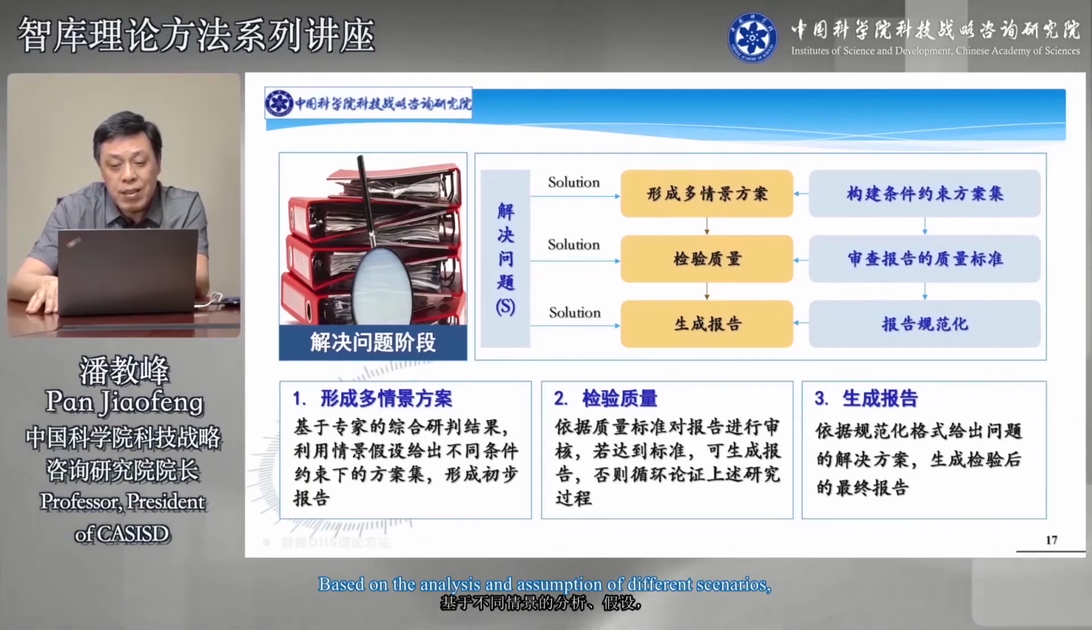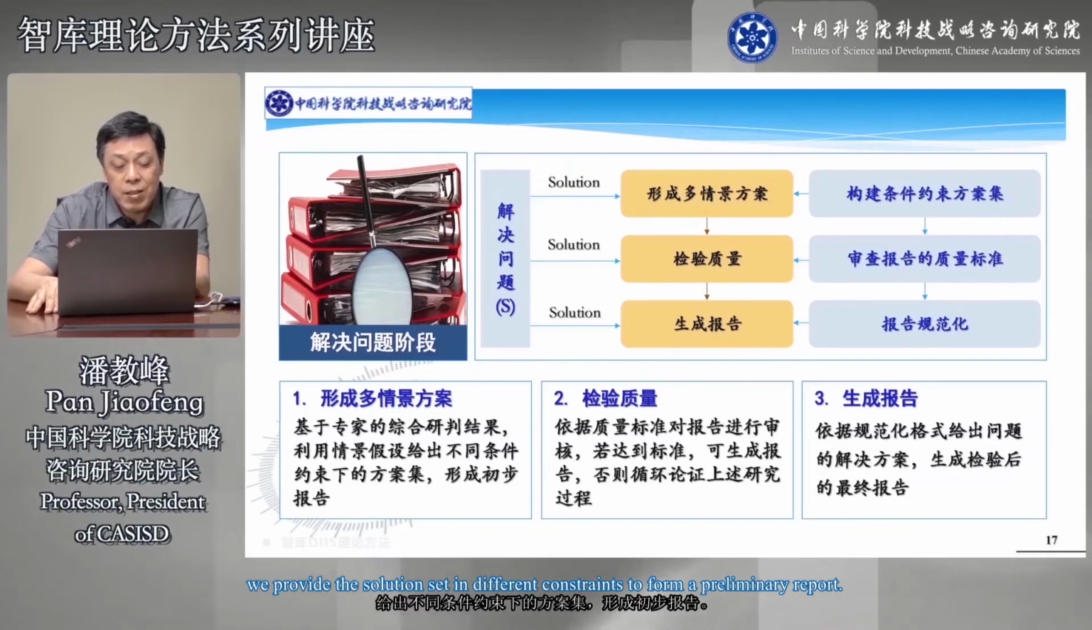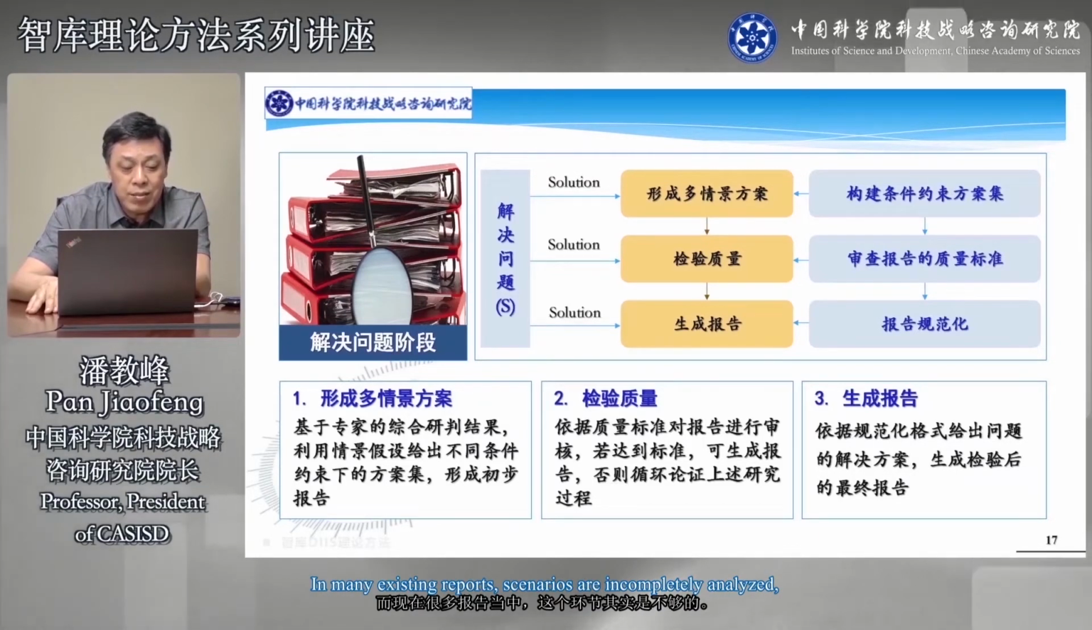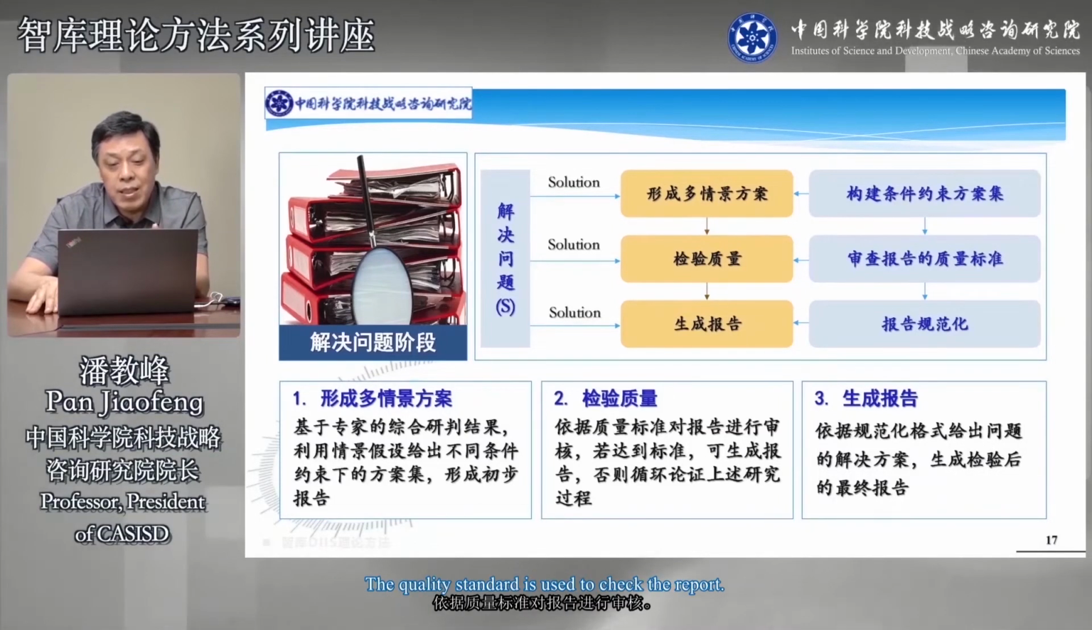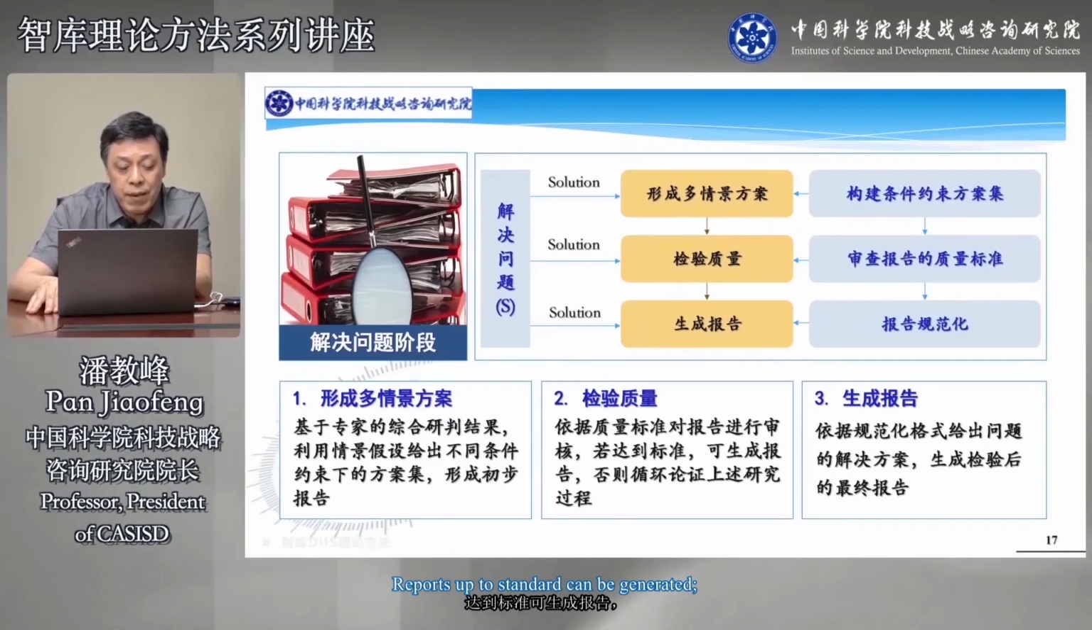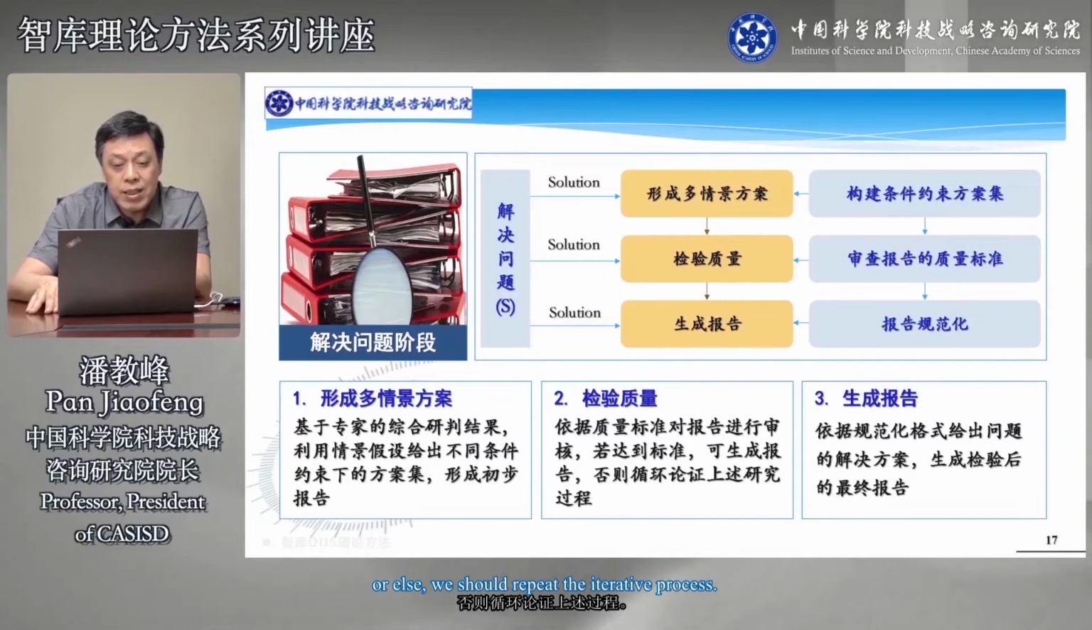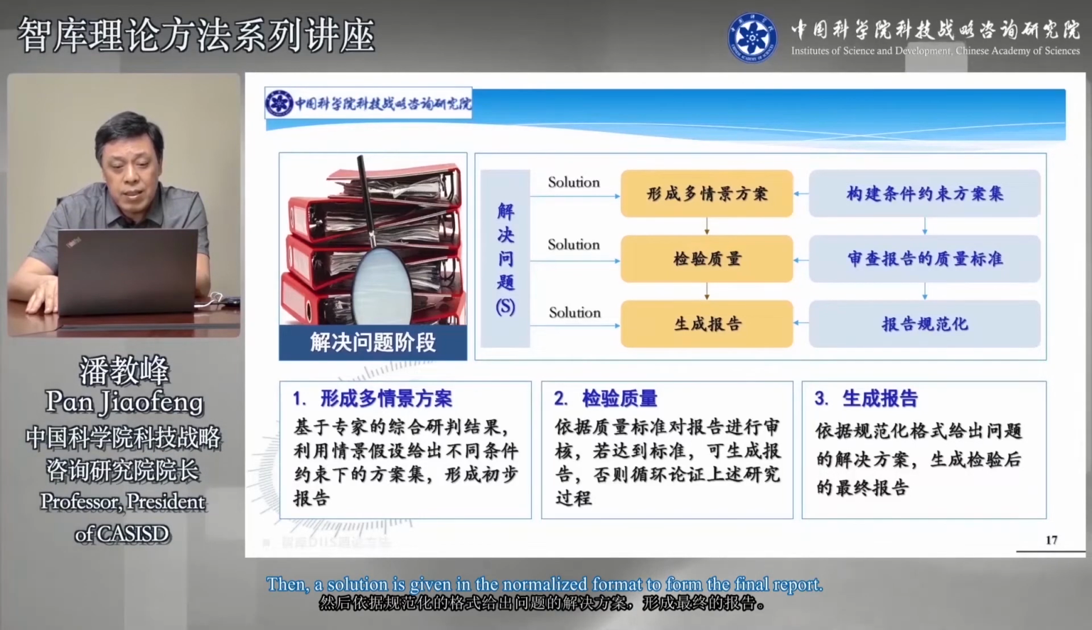Based on the analysis and assumption of different scenarios, we provide the solution set in different constraints to form a preliminary report. In many existing reports, scenarios are incompletely analyzed. So we give different suggestions based on different scenarios. The quality standard is used to check the report. Reports up to standard can be generated, or else we should repeat the iterative process. Then a solution is given in the normalized format to form the final report.